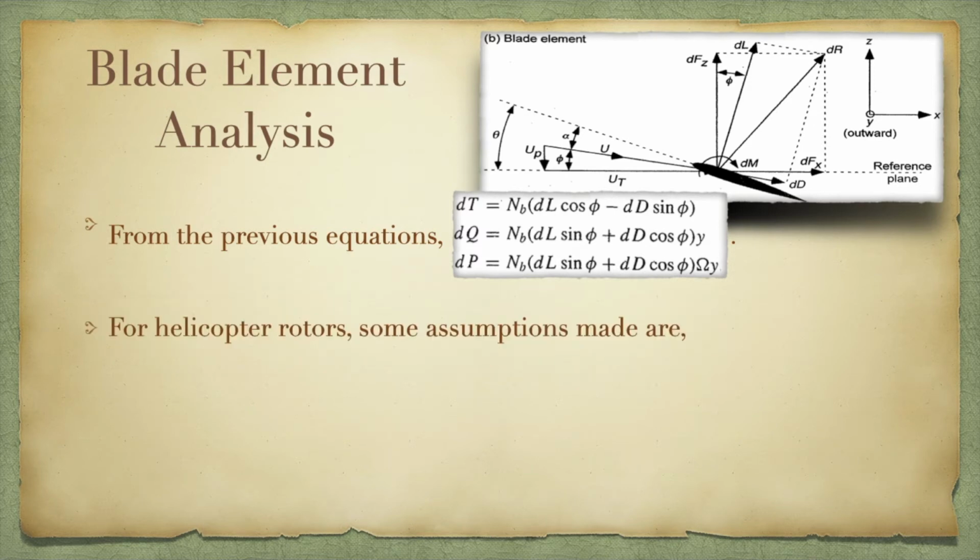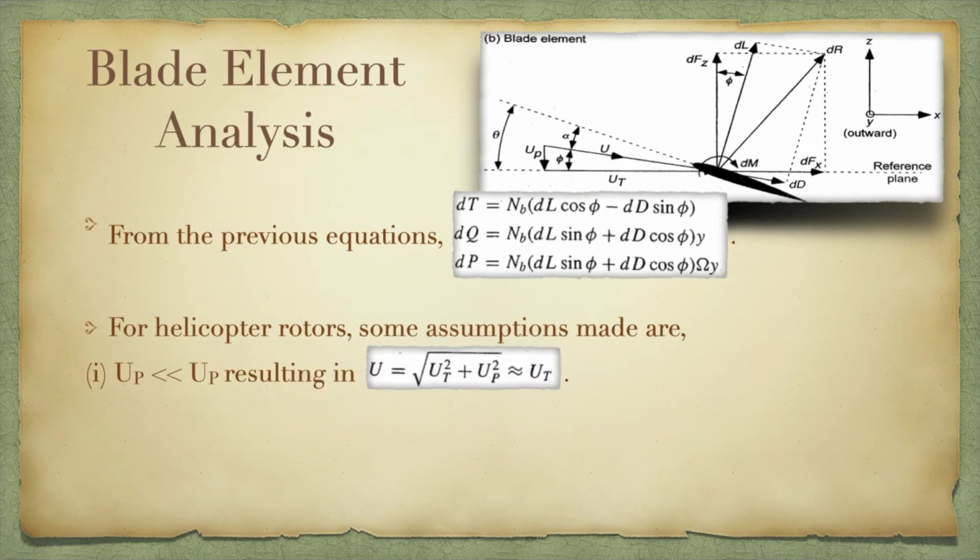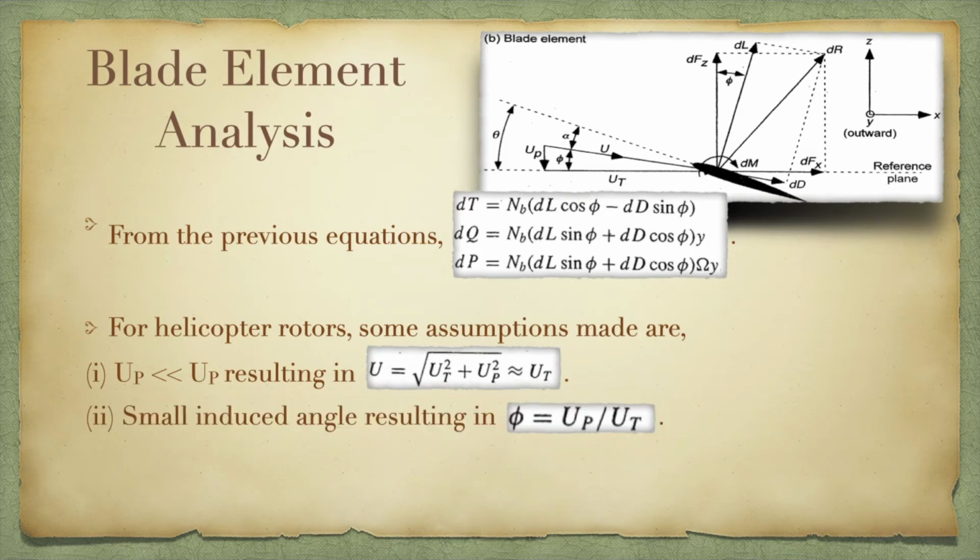In order to simplify our blade element analysis, for helicopter rotors we have made some assumptions. That is, the out-of-plane velocity Up is much smaller than the in-plane velocity Ut, so that U, equal to the square root of Ut squared plus Up squared, is almost equal to Ut. This is a valid approximation except near the blade root, but aerodynamic forces are very small here anyway.